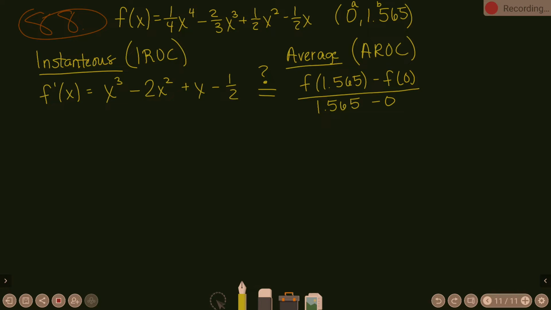minus 2/3 x to the 3rd plus 1/2 x squared minus 1/2 x, correct? Here's the deal. That's my y equals. I don't have to graph that. I don't have to do anything with that, but that's my y equals. And here's what I can do.